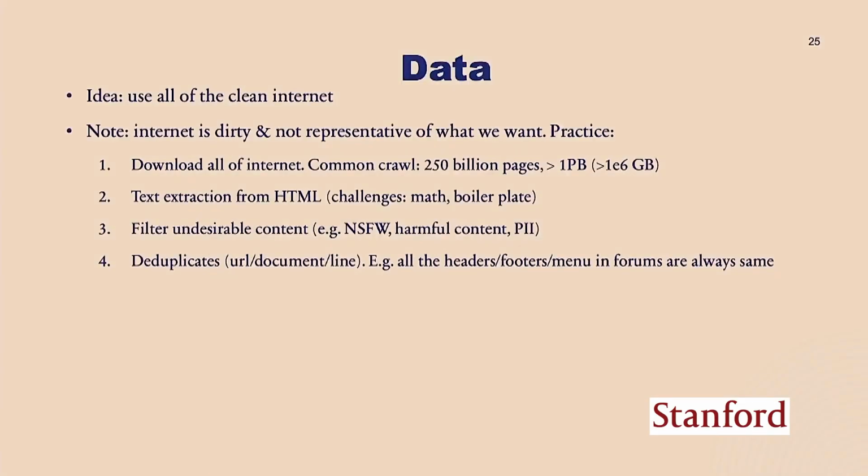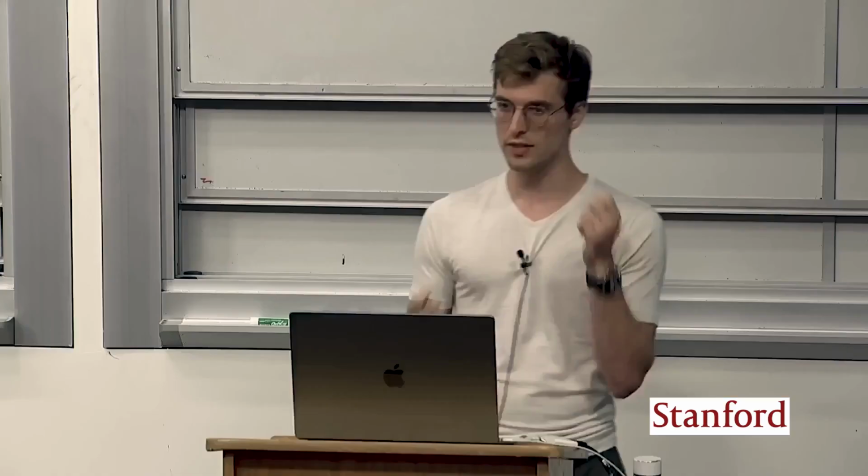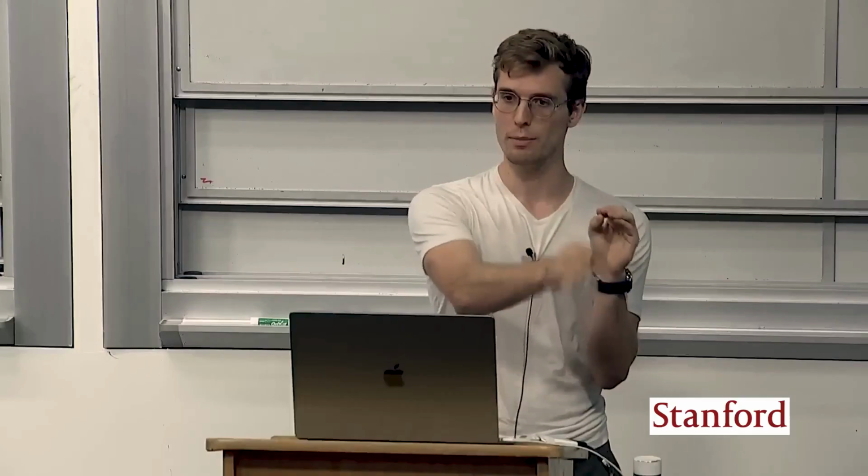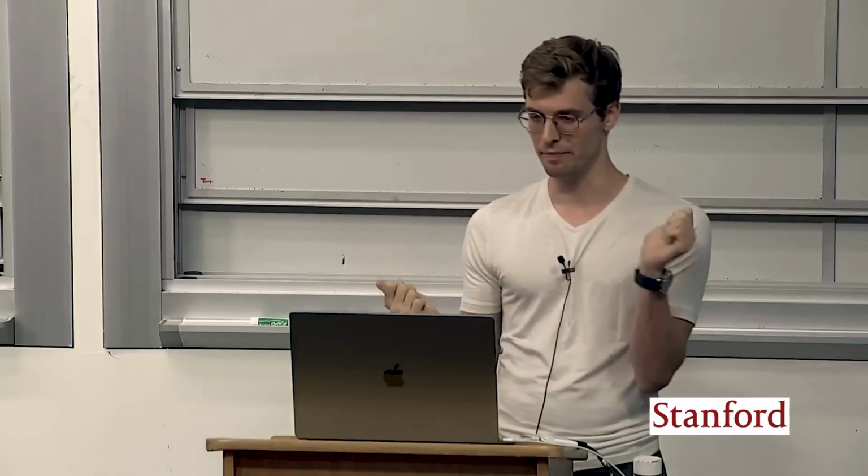So that was filtering undesirable content. The next step is deduplication. As I said, you might have things like headers and footers in forums that are always the same. You want to remove that. Another thing you might have is a lot of URLs that are different but actually show the same website. And you might also have a lot of paragraphs that come from common books that are duplicated 1,000 times or 10,000 times on the internet. So you have to deduplicate. Also very challenging because you have to do that at scale.